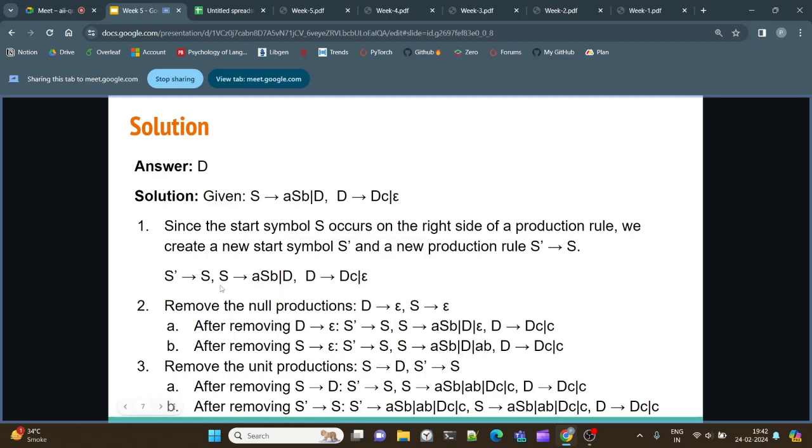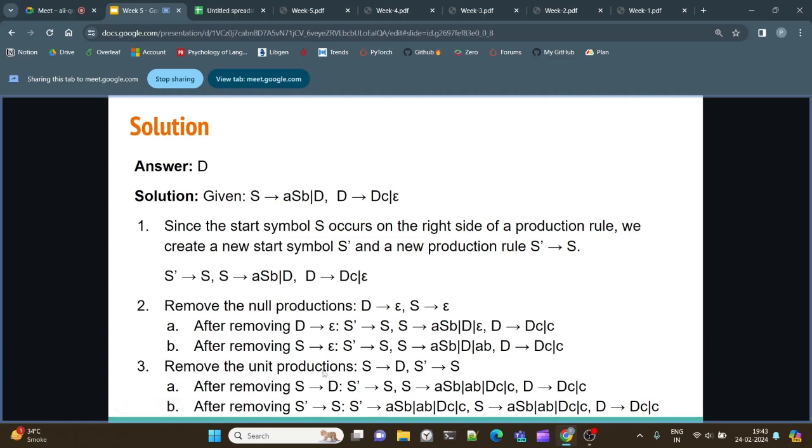Now when I take this, what do I have? I first write the thing that was originally there, which is S to A S B or D. And now I additionally add A B. How did I get A B? I just placed epsilon over here and that gave me A B. And over here there's no more epsilon, so this has already been handled. So this is the final production rule that I get after removing null production.